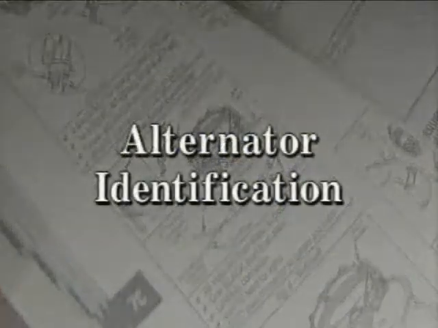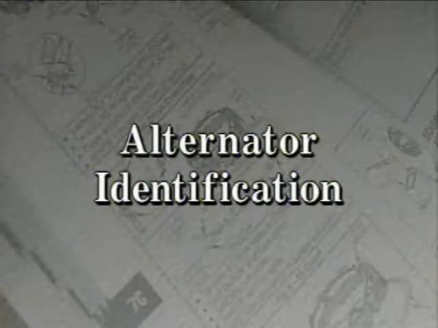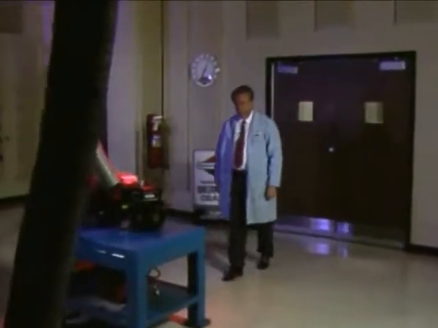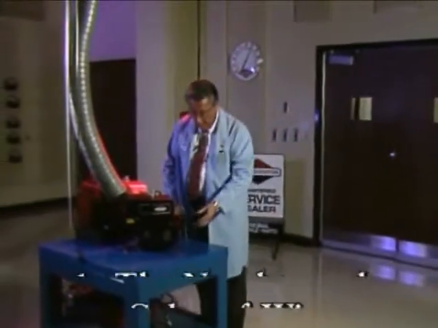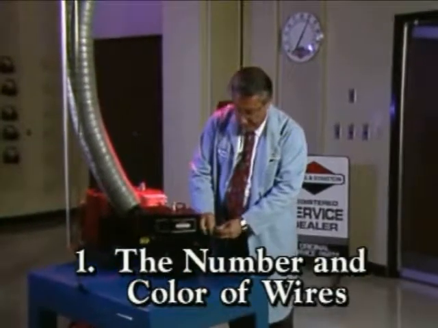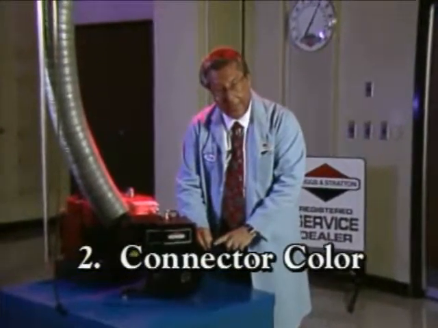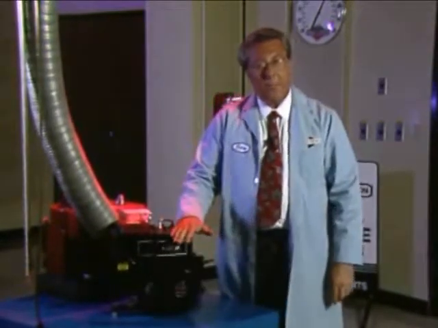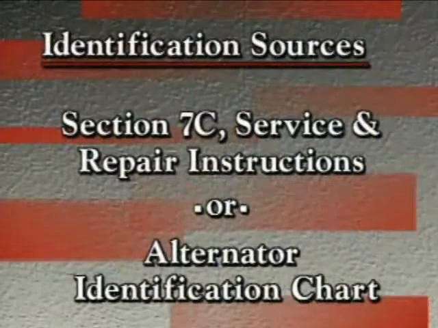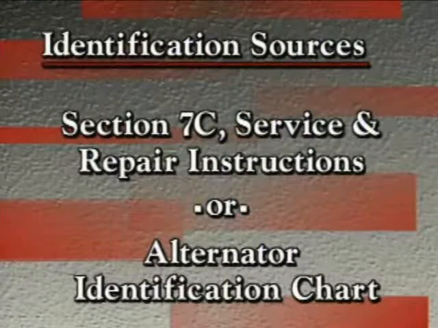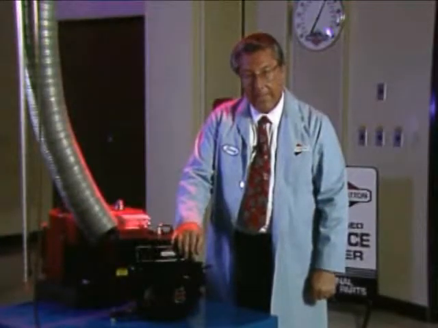Before you test an alternator, you need to identify the type of alternator system being tested. In order to properly identify the type of system, three things are required. First, the number and color of the wires coming from under the blower housing. Second, the color of the connector at the end of the wire. And third, the engine model number. With this information, you can use either Section 7C of the Service and Repair Instructions or the Alternator Identification Chart to identify the type of alternator.